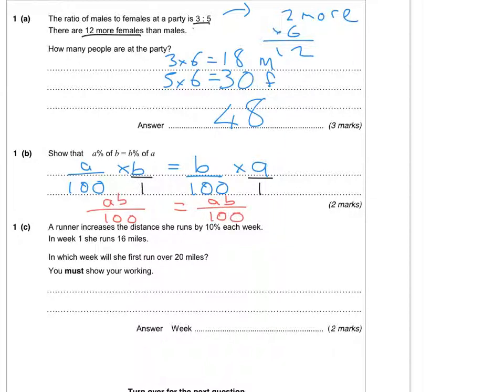A runner increases the distance she runs by 10% each week. So that means it's times 1.1, I'll multiply. In week 1, she runs 16 miles. In which week will she first run over 20 miles? So it's 16 times 1.1 to the power of n equals 20.